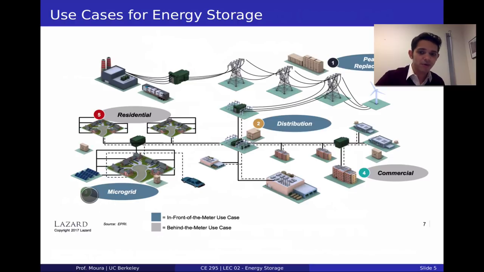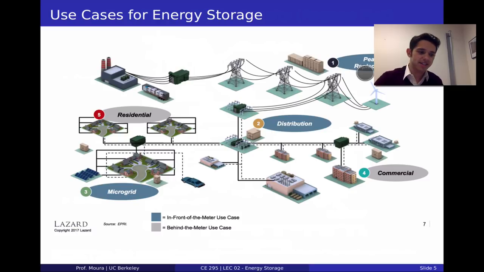Then moving up another level, we have energy storage used in microgrids. These might be in front of an individual electricity ratepayer's meter. This is energy storage that's used to help integrate renewables in a microgrid setting, so this will really be used for energy balancing. Then at level number two, at the distribution level, this is energy storage that can assist with providing voltage support, typically at the substation level.